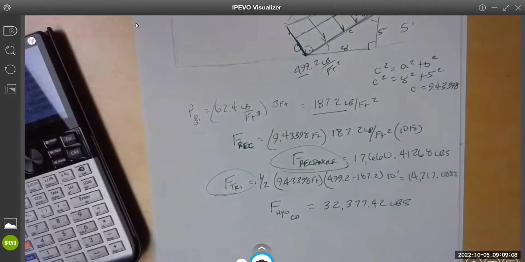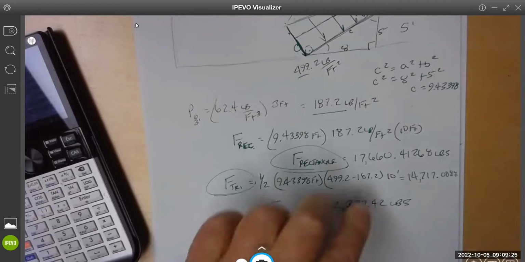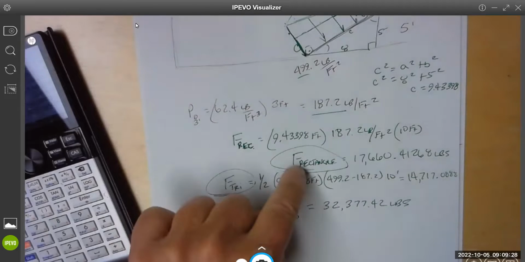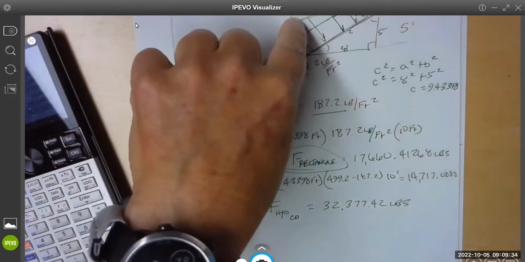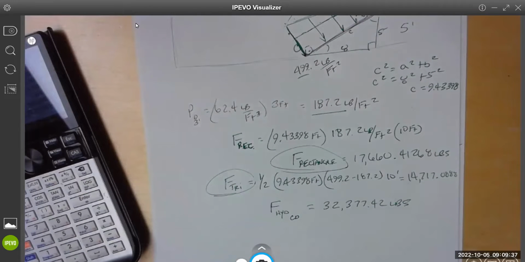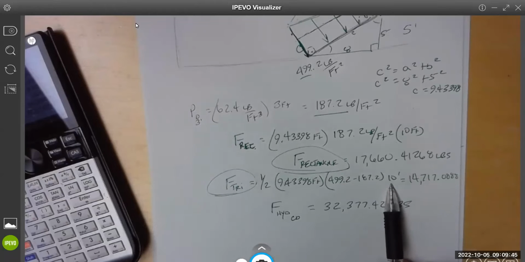Can we get that? 32. What'd you get for the triangle? Anyone? Adding these two? You're gonna take the rectangle plus the triangle, right? Rectangle plus the triangle, adding them, because we want that full load curve. Huh? Yeah, got it. Yep. That's an easy one to forget.